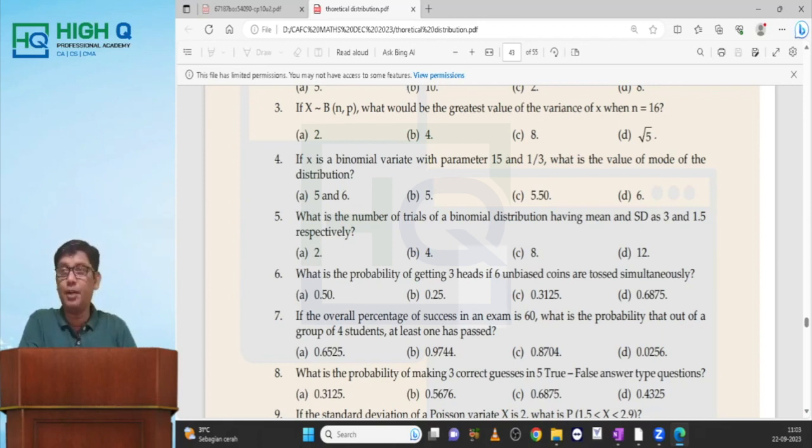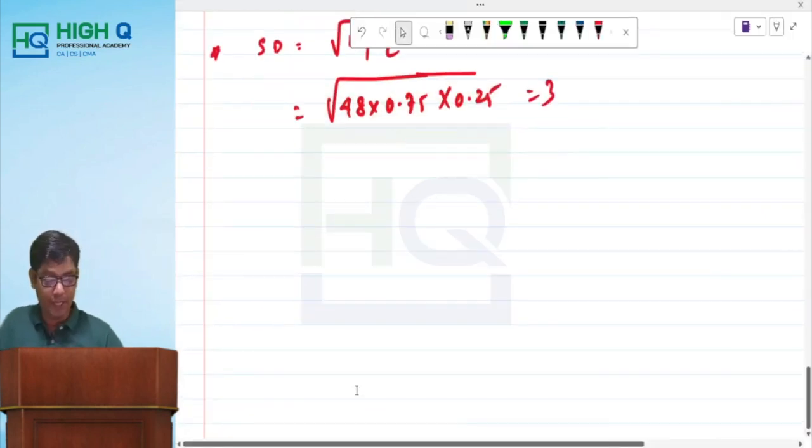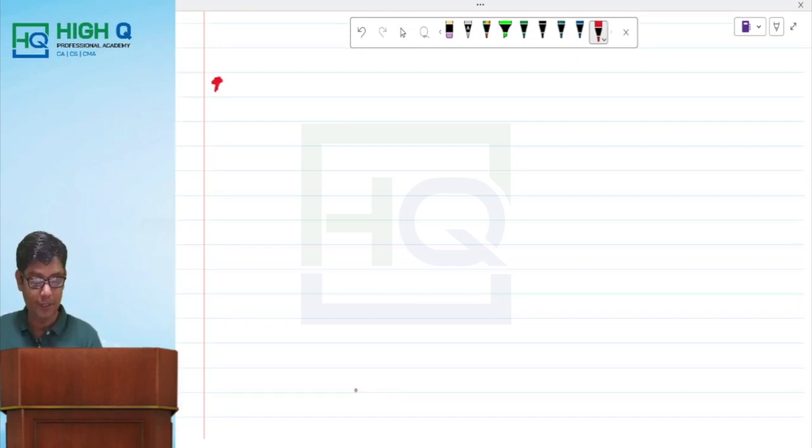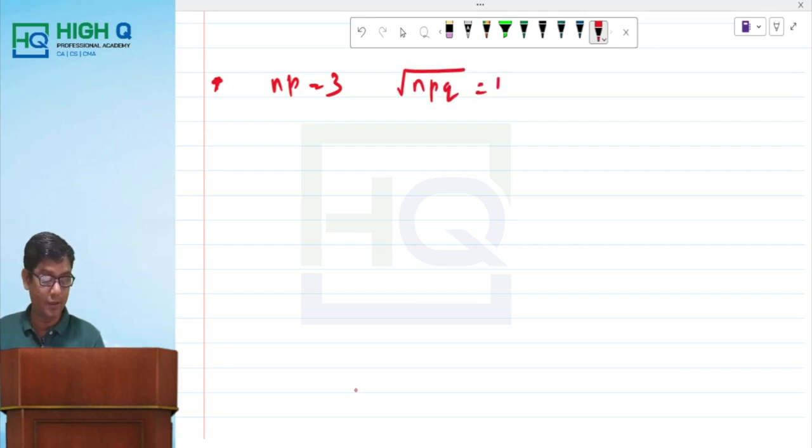What is the number of trials? What are they asking you to find out? N. Please wait. What all is given? Having mean and standard deviation. Mean is 3, standard deviation is 1.5. Look at this, please listen here. Mean is 3. Am I right, my dear? Standard deviation is 1.5. So can we say NPQ is equal to 2.25?